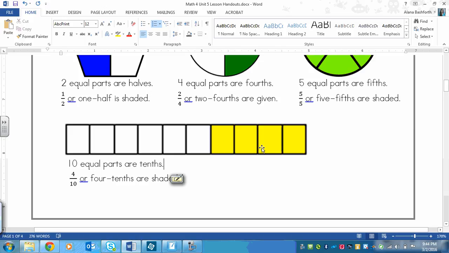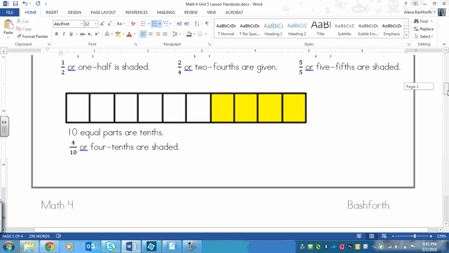So since I have four yellow ones shaded here, this means that I have 4/10. See the pattern here? The number that is shaded is how you normally would say a number, like 1, 2, 5, or 4. And the total number is the one that gets the THS added onto it. So tenths, fifths, fourths, except for this one wouldn't be twoths. This one would be halves over here for two.